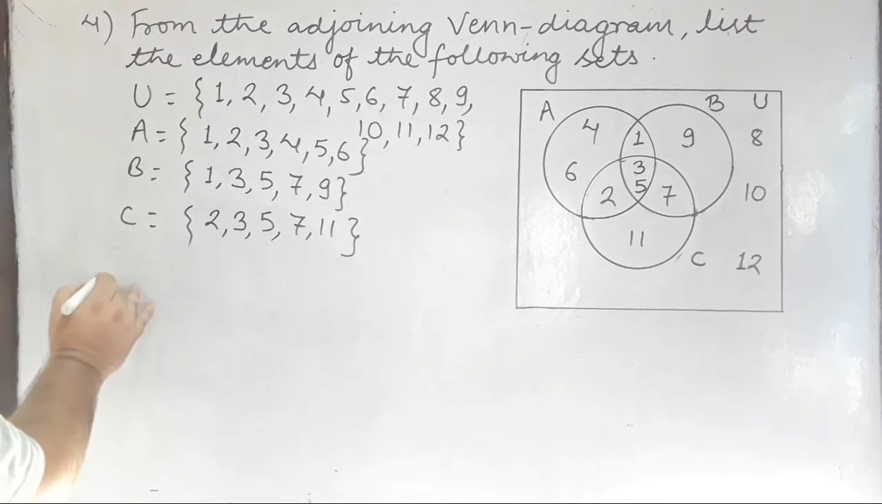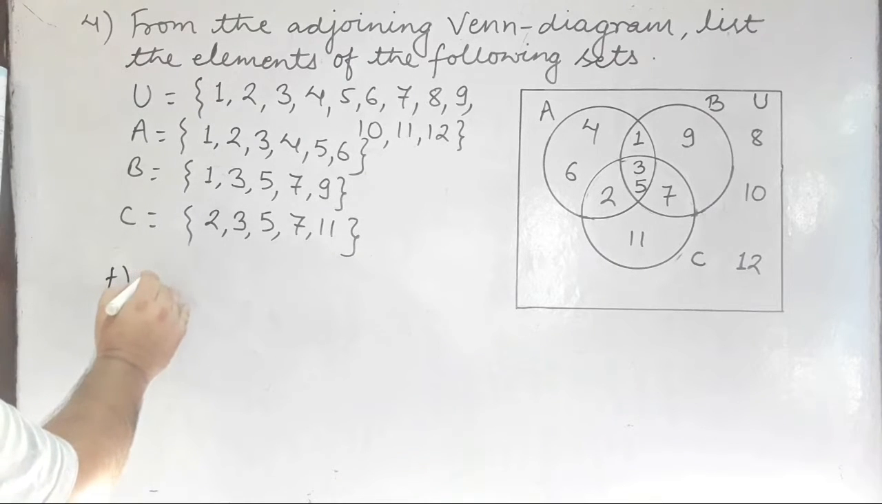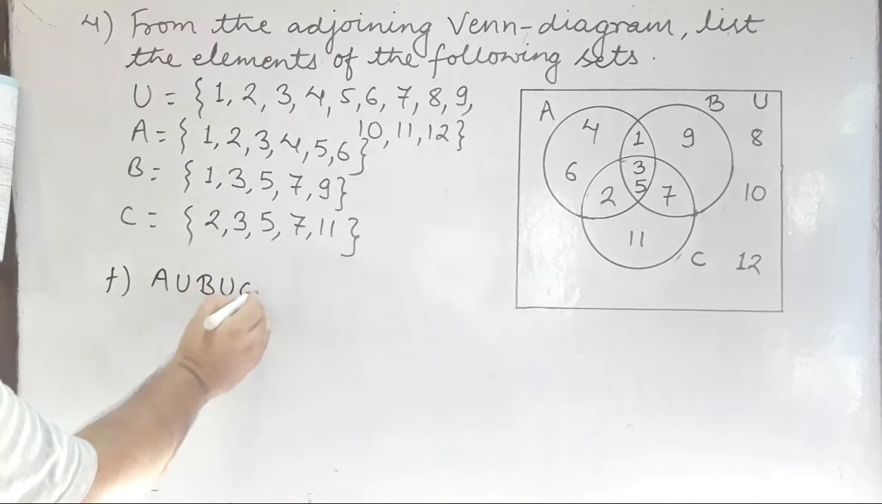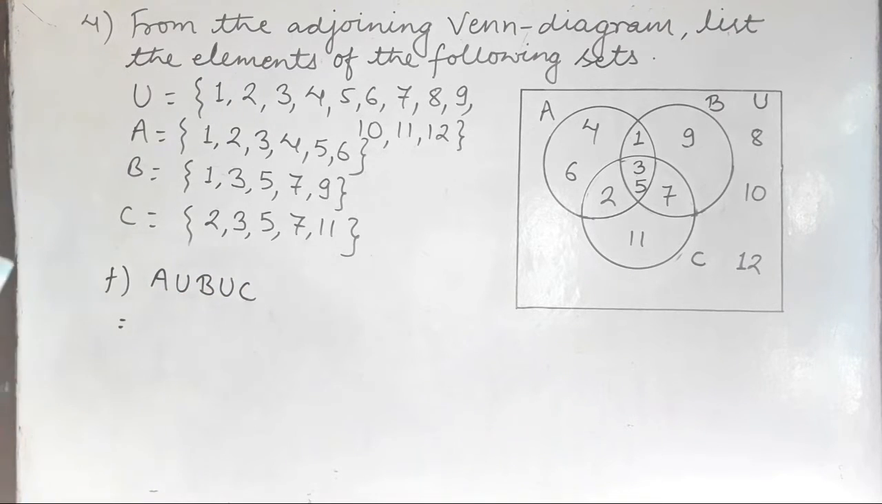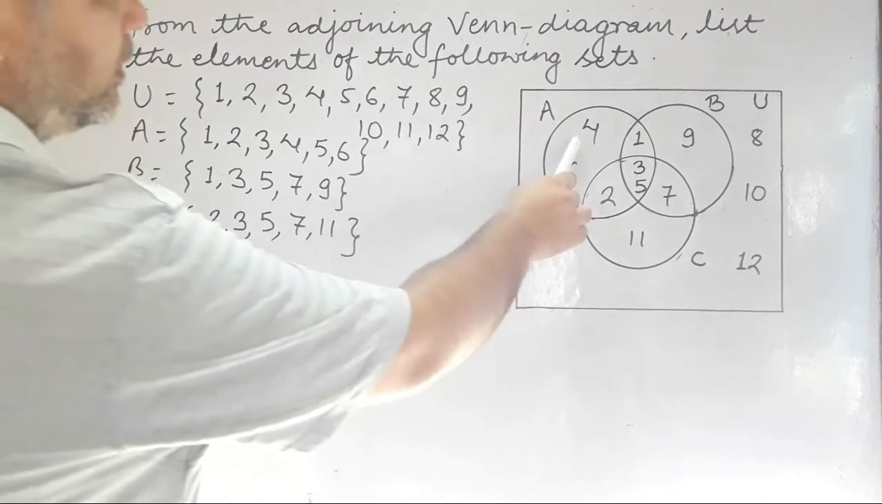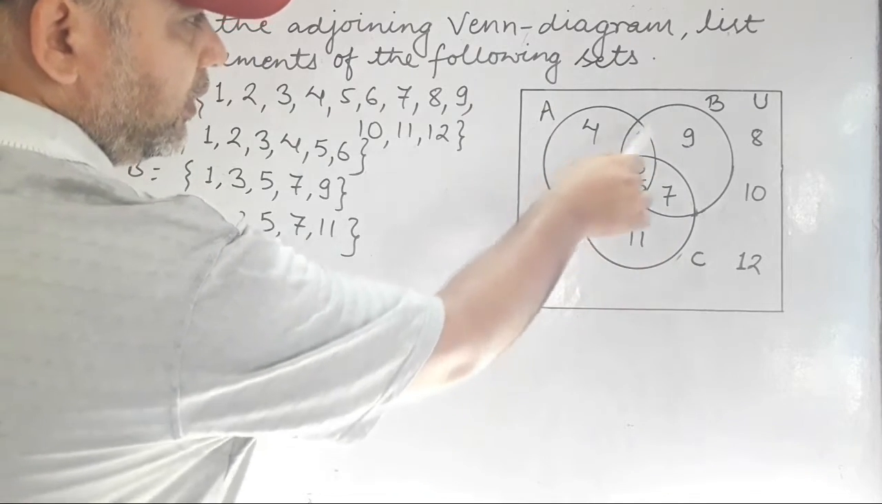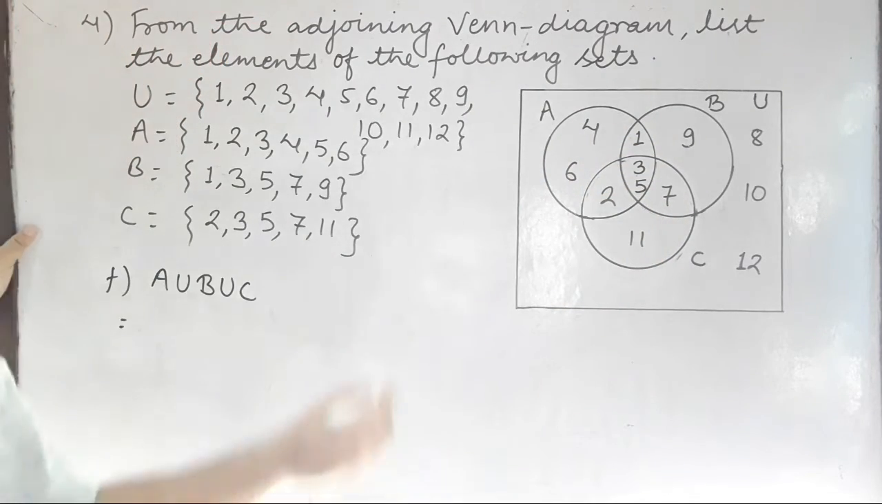The next, number F, A union B union C. Now we can write directly by seeing the sets A, B, C and writing all the elements of A union B union C, or we can take the help of this.